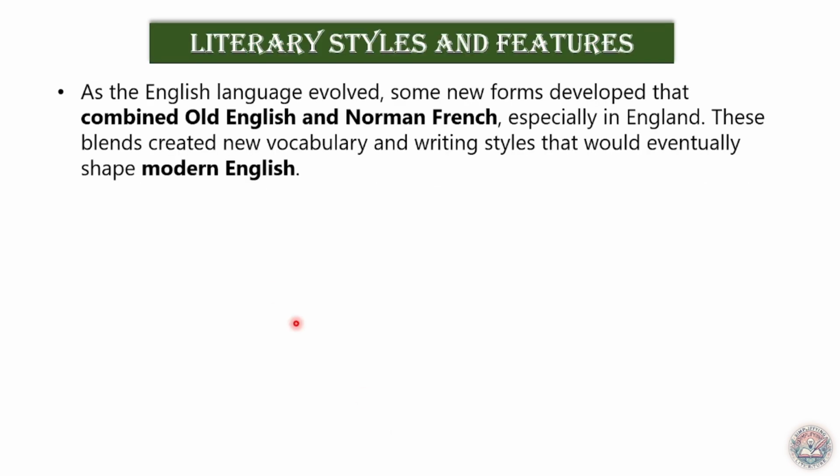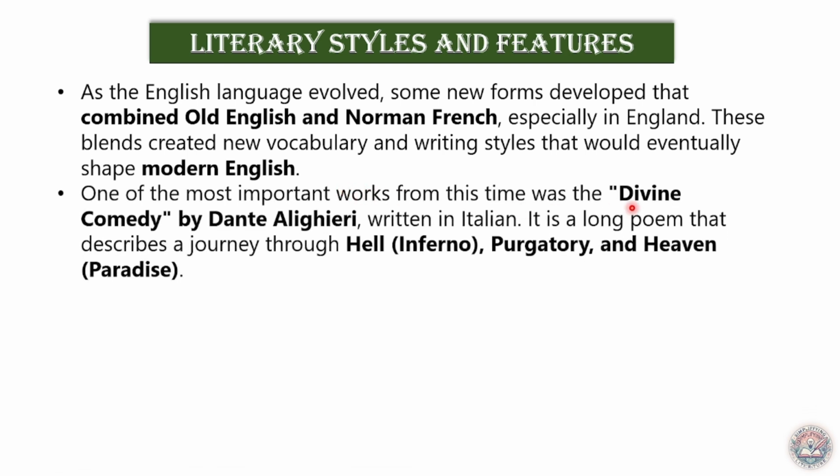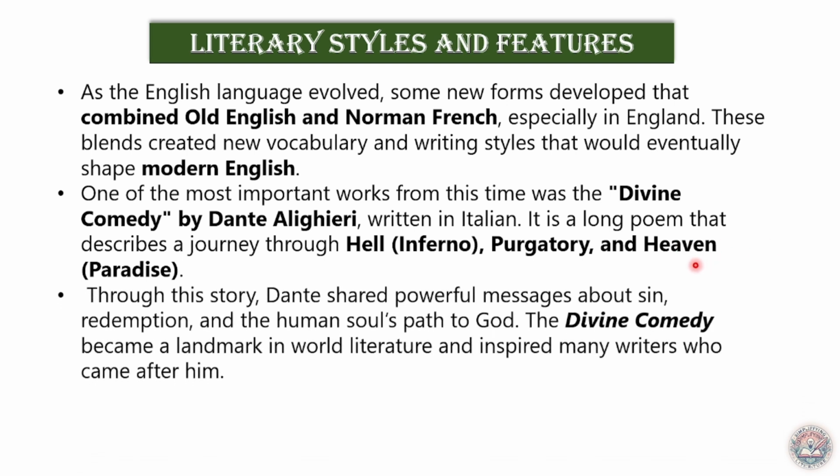So, as English continued to evolve, it started blending Old English with Norman French, especially in England. That gave us a richer vocabulary and new styles, which also helped in shaping the modern English we speak today. A major literary work from this time period was the Divine Comedy by Dante Alighieri. It was written in the Italian language. It is a long poem about a journey through hell, that is Inferno, purgatory, and heaven. It uses powerful literary techniques like personification, allegory, and symbolism.